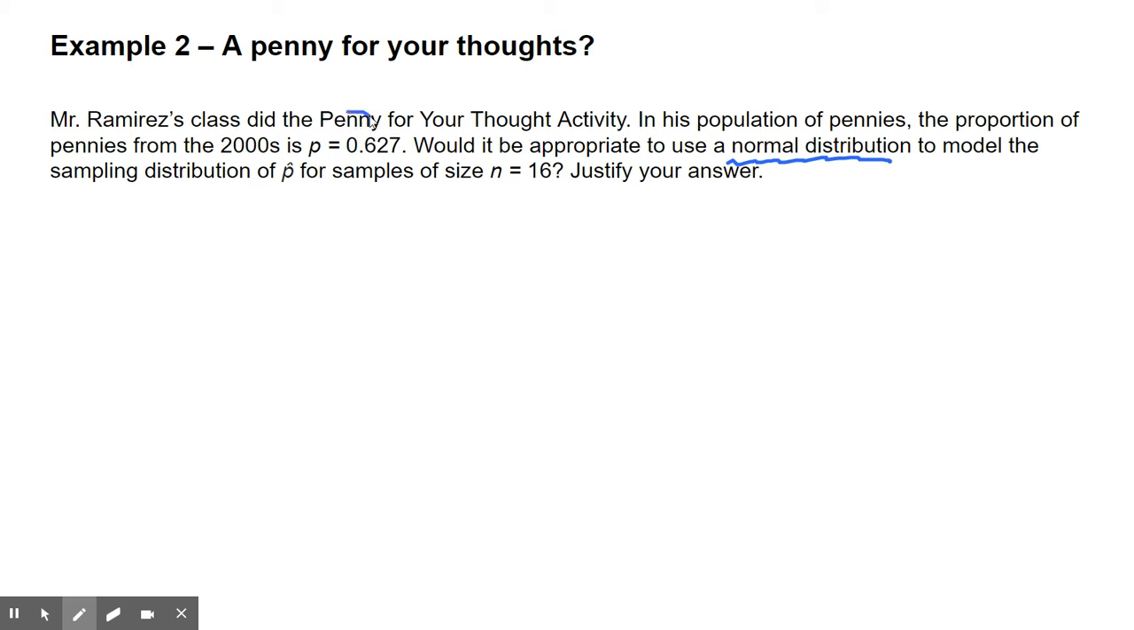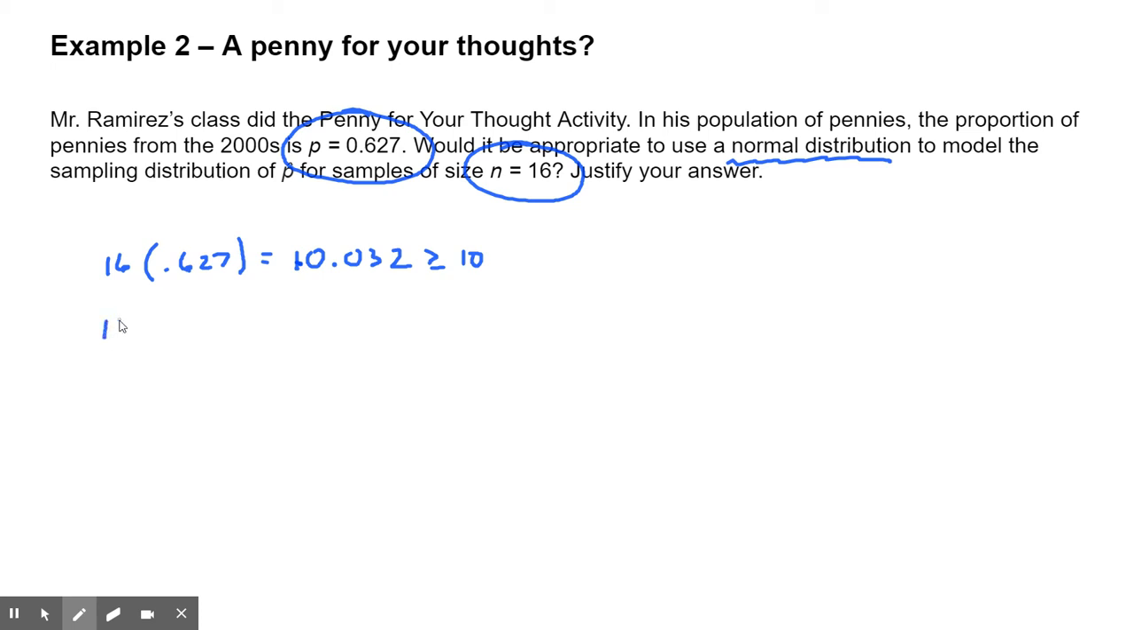Justify your answer. So here's our p value, here's our n value. So let's do it. n times p. I'm just going to use the calculator off to the side. I'm not going to go to the graphing calculator here. So when you multiply 16 times 0.627, you get 10.032. If you just round it to 10, I'm okay with that, but I'll put 10.032. That is greater than or equal to 10, so that is good.